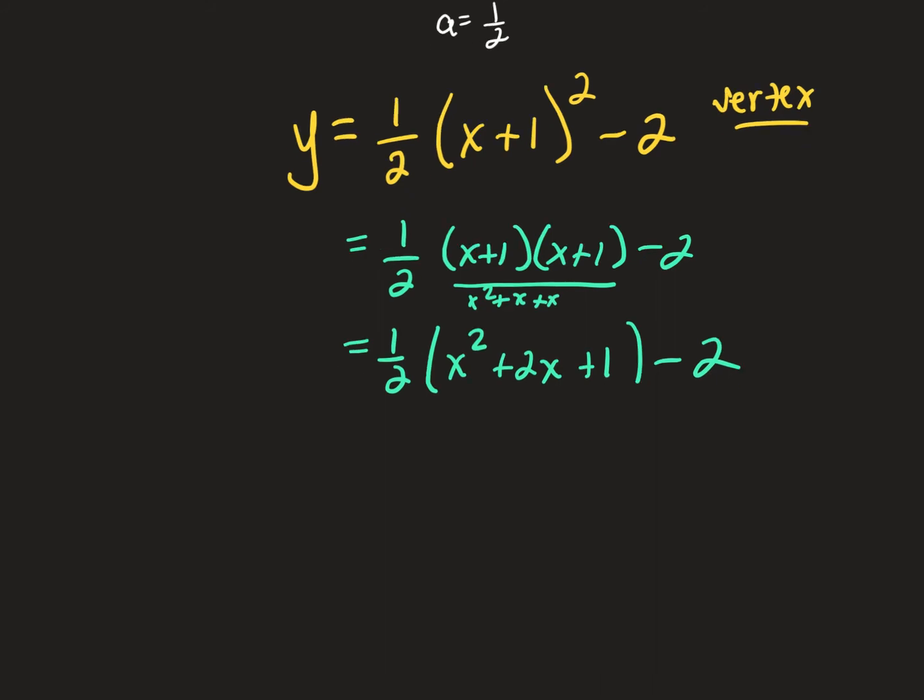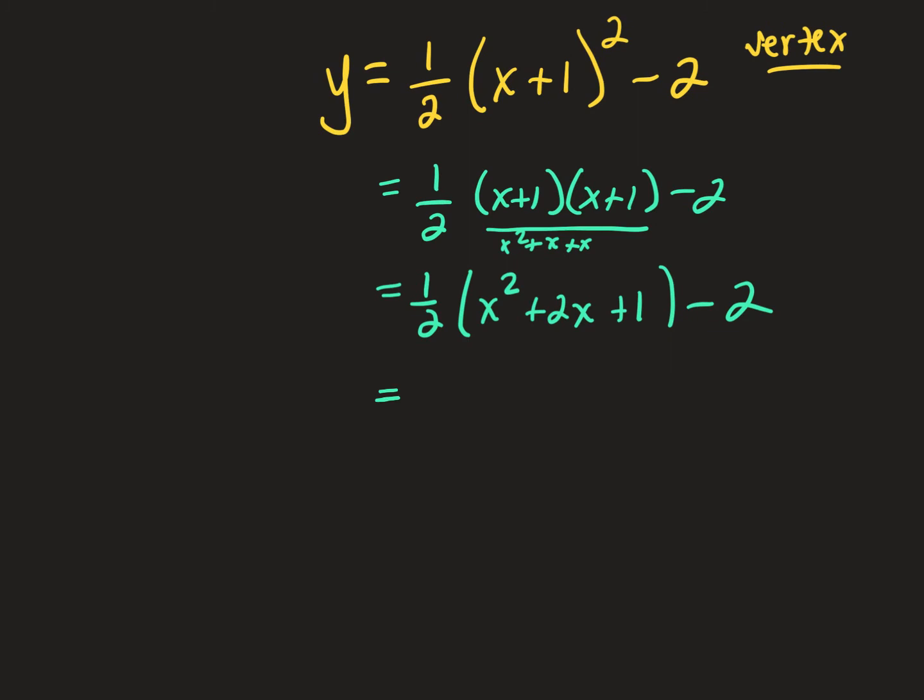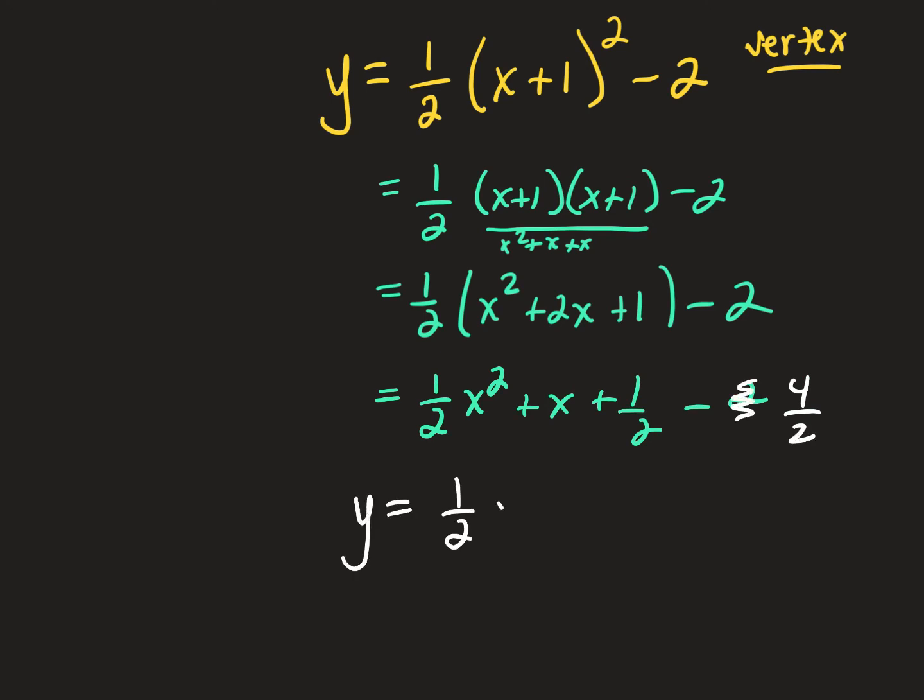Distribute the 1/2. Good. So 1/2 times x squared is 1/2 x squared. What's 1/2 times 2x? x. So plus x. Then what's 1/2 times 1? 1/2. Plus 1/2. And then I have minus 2. What's another way I could write the whole number 2 with a denominator of 2? 4/2. So your equation is 1/2 x squared plus x, then minus 3/2.